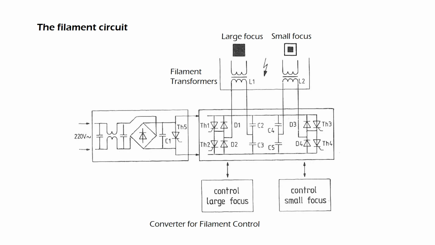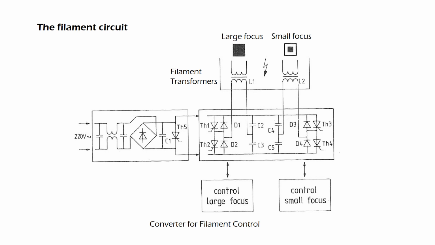The filament circuit. In most of the high-frequency generators, the filament circuit has been designed on the basis of converter technology. The mains voltage of 220 volt is applied to C1 after rectification. Thyristor TH5 is a so-called crowbar thyristor. It protects the elements that follow. In the case of a fault in the power supply, it is caused to fire and short-circuits the power supply unit, making sure that the series-connected fuses respond, so protecting the electronic system that follows.